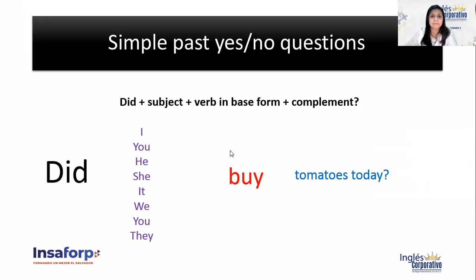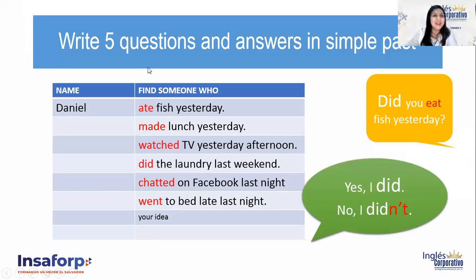Okay, now it's time to practice. Very good. Here I have this activity, and the name of the activity is Find Someone Who. For this activity, you are going to make questions and answers in simple past, and you are going to ask people in your groups. I'm going to create some groups.